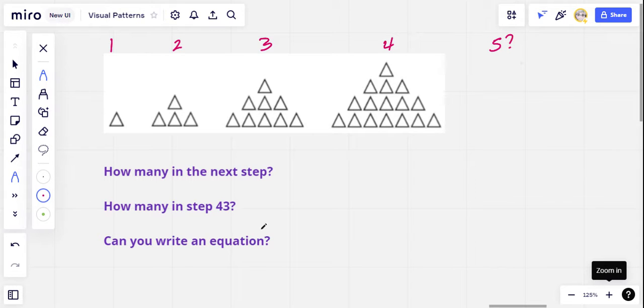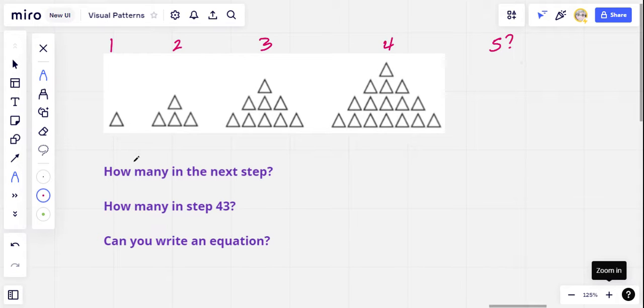And then, if you can, how many in step 43, much more difficult, and can you write an equation that would model the number of triangles in any step at all? So that's the challenge. If you choose to accept it, pause the video, work it out, and see how you do. All right, well, let's just see if we can look at this pattern first and understand what's going on.